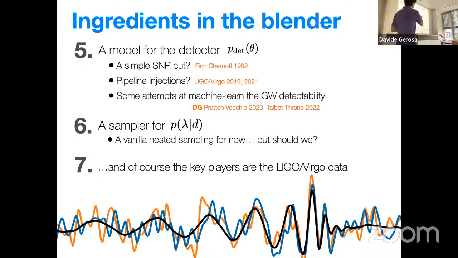There have been some attempts, including one by myself, to tackle the modeling of the detector with machine learning as well. Point 6, you need a sampler. When you have all the ingredients, you need to sample this posterior. For now, we are just using a simple nested sampling, though who knows whether there's something else around. And then the data. The key player here remains the data, which is something that looks like this.